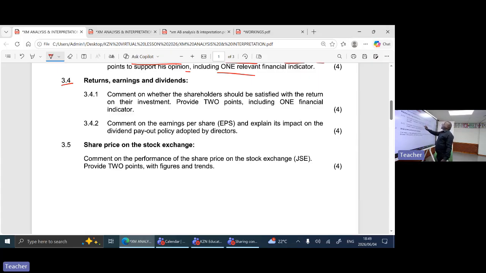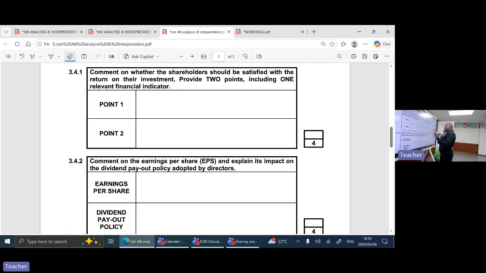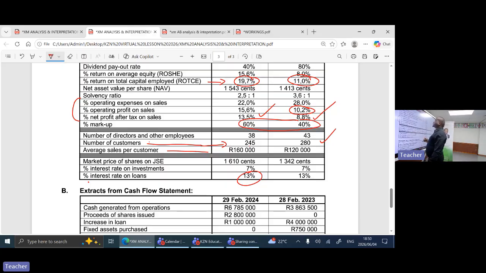All right. Provide 2 points, including one financial indicator. Now, I mentioned this earlier. If you were listening attentively, I mentioned that we need to look at ROSHE when we want to check ukuthi ama-shareholders wethu, are they satisfied? ROSHE must then be compared with interest on what? Interest on alternative investment. Right. Since they are saying 2 points here, we will do the same thing. First point is for us to compare ROSHE of the previous year and the current year. Right? Let's look at ROSHE.